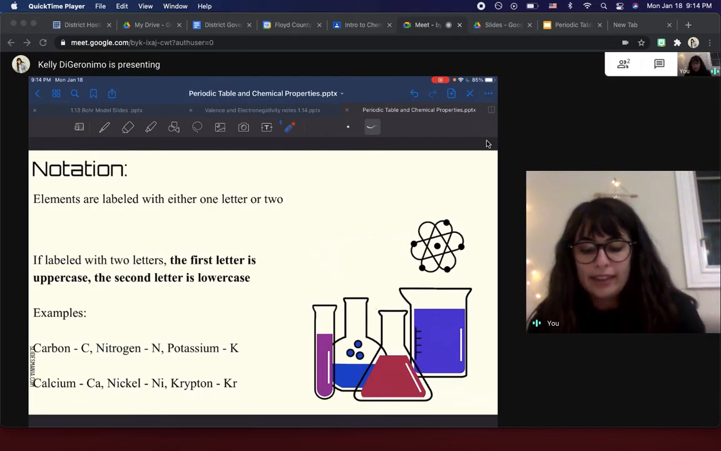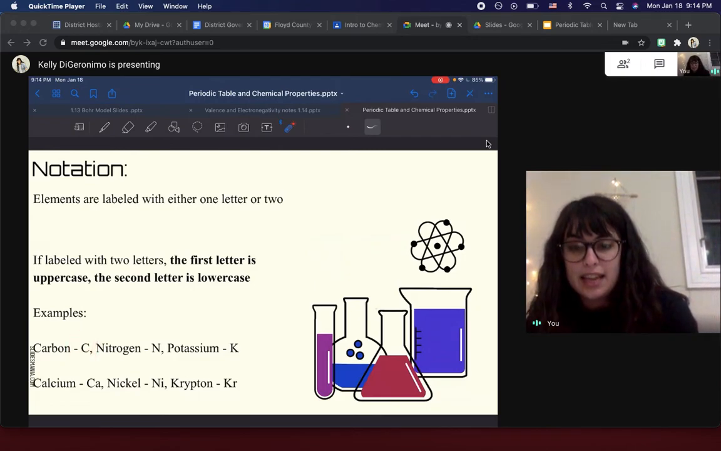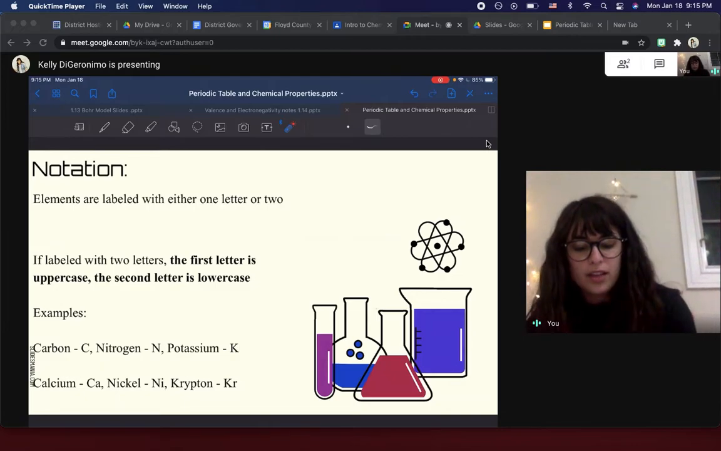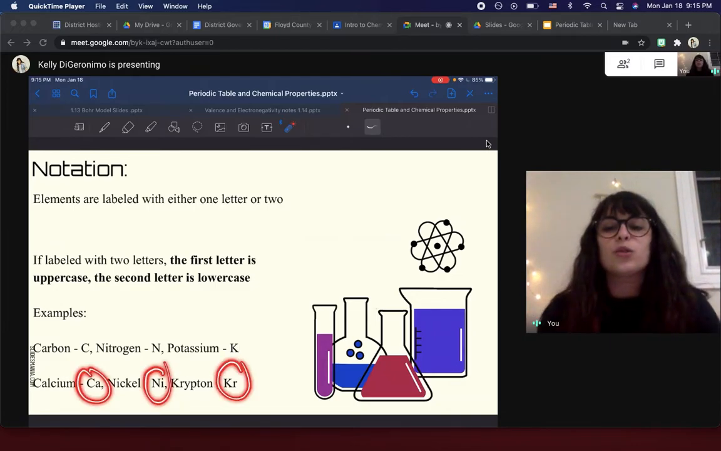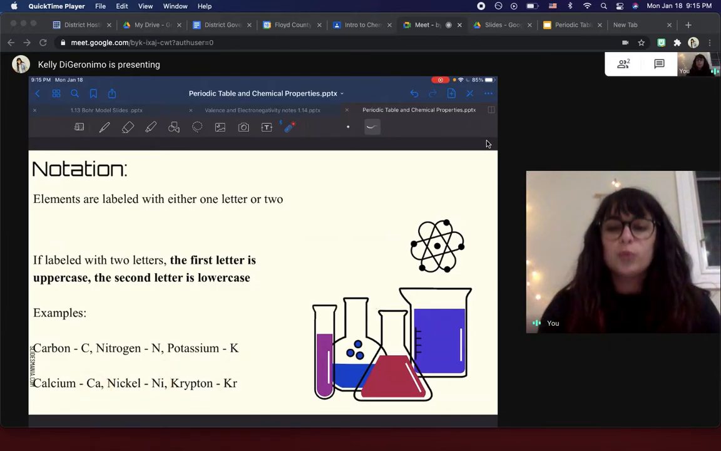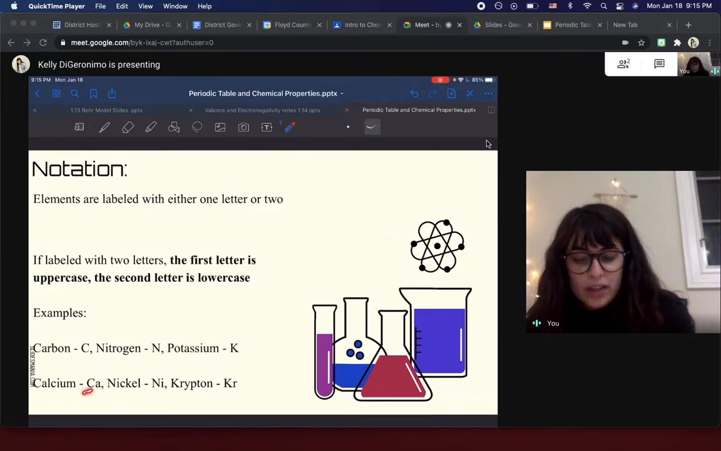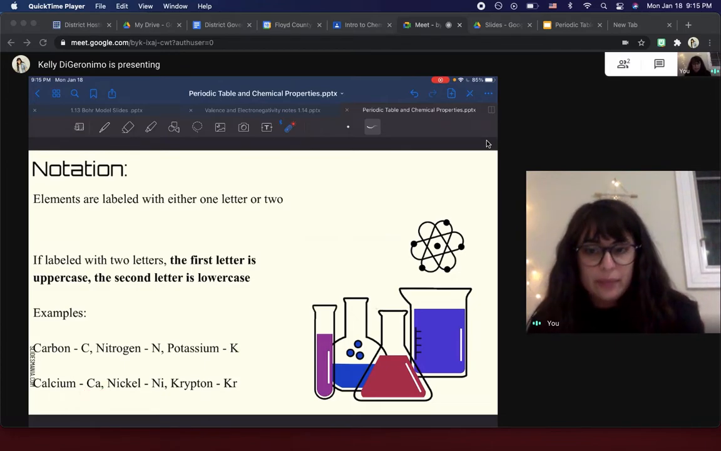Sometimes it's just one letter, like carbon is C, nitrogen's N, potassium is K. Sometimes it's 2 letters though, don't get me wrong. We've got calcium, we've got nickel, we've got krypton, and those are all 2 letters long. The rule about this is if you got 2 letters, capitalize that first one, like the C in calcium, and the second letter can be lowercase, like the a in calcium.